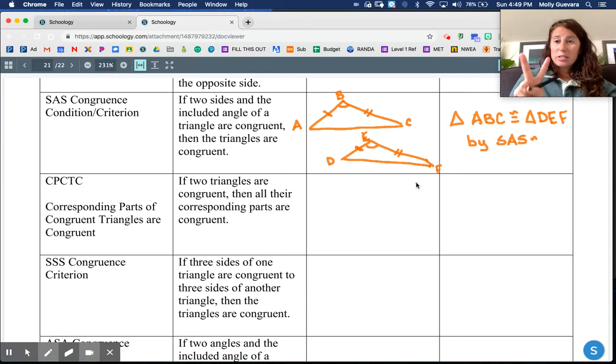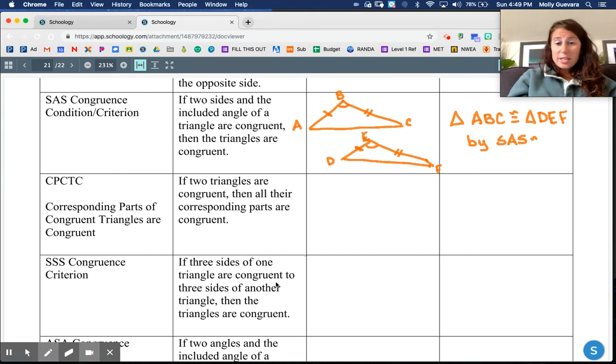So if I know two sides and the angle between them, the angle has to be between the sides. Like this angle out here is not between the two sides. So it has to be those two sides and then the angle that meets those two sides. That would be enough information to show that the triangles are congruent by side angle side.